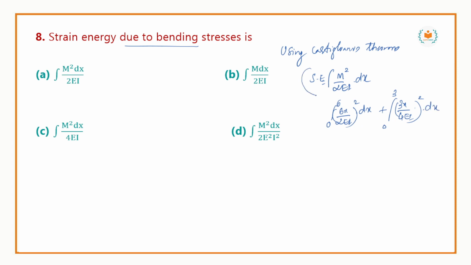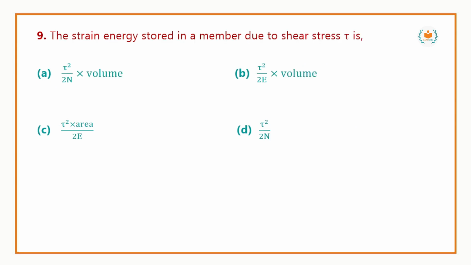So here, when a body is subjected to bending stress, the strain energy stored in the body will be the integral of M square divided by 2EI into dx. So option A is the right answer for this particular question. We can refer to Castigliano's theorem of strain energy. Castigliano's theorem 1 gives the explanation for strain energy stored in a material subjected to bending stress.